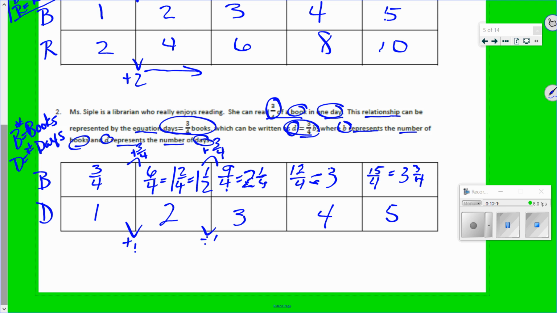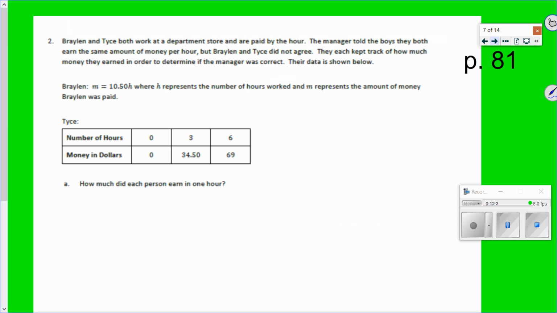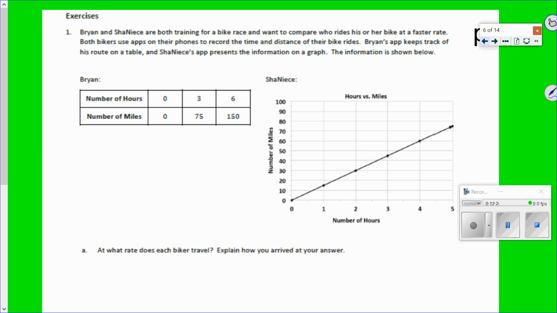Okay, let's go ahead and go to the next page, guys. Oh, I skipped one. Go to page 80. Yep, page 80. Okay, we got Brian and Shanice are both training for a bike race. Want to compare who rides at a faster rate. Both bikers use apps on their phones to record time and distance of their rides. Brian's app keeps track of his route on a table. Shanice's presents the information on a graph. The information is shown below. So far we have his information.